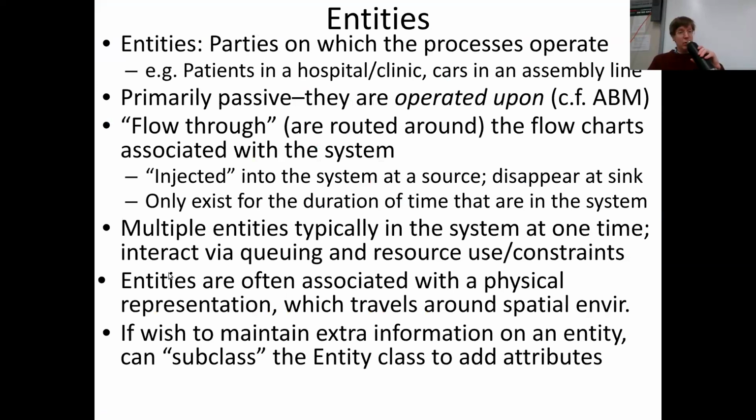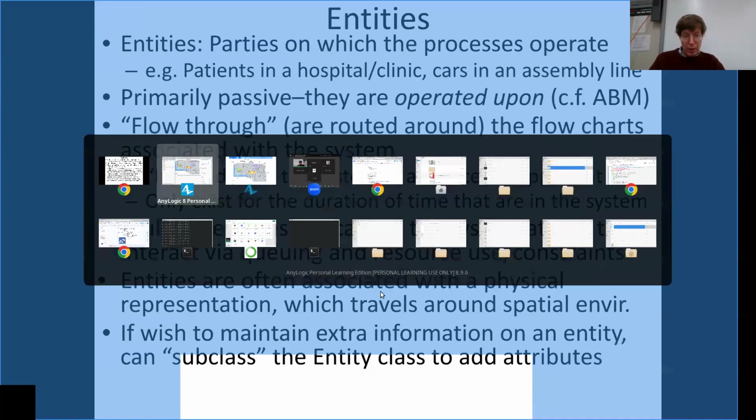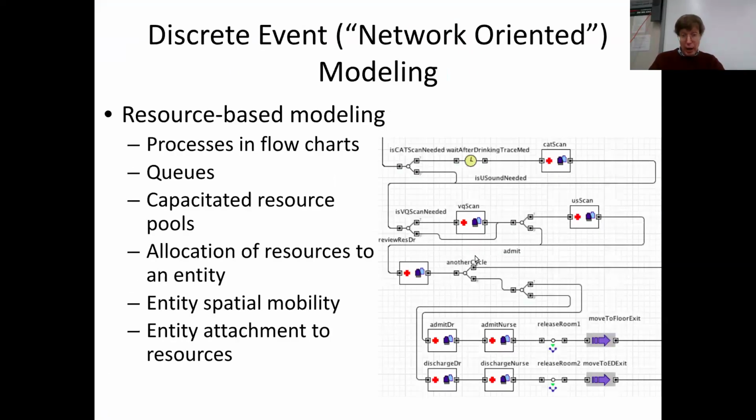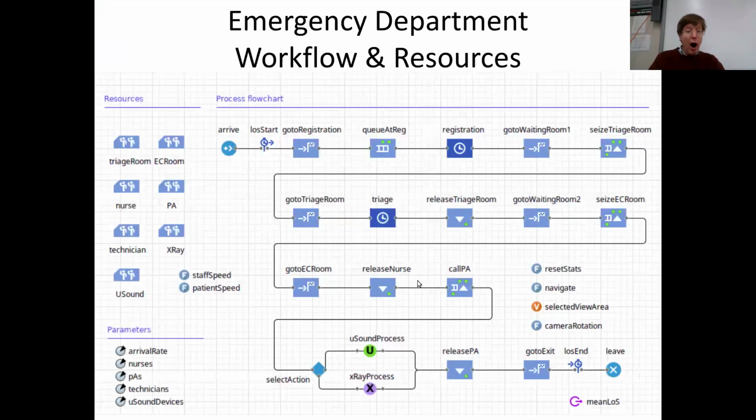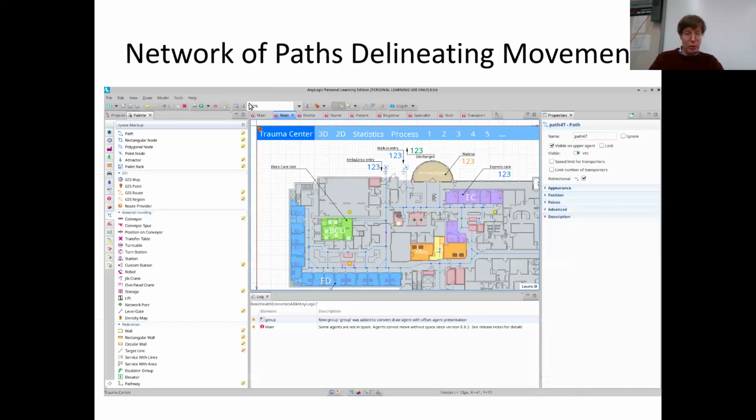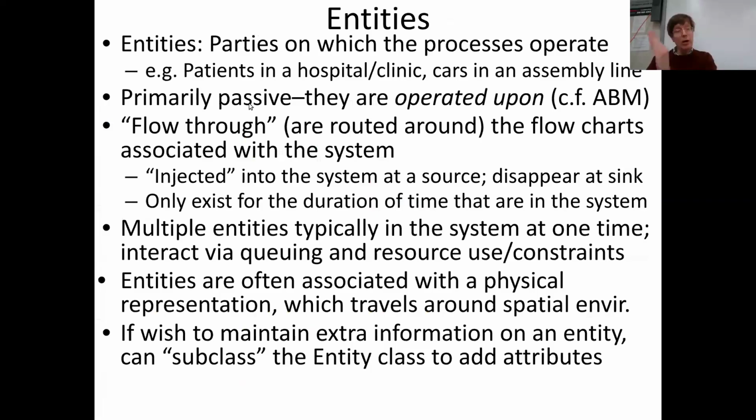Okay, so again, terminology. Entities are the parties in which the processes operate. By processes, I'm talking about these operators, these blocks. They operate upon entities. The entities flow in and are operated upon here and in queue when they're waiting for availability of a resource. They proceed along in a way that's resource mediated. The entities are predominantly passive here. They are indeed operated upon.